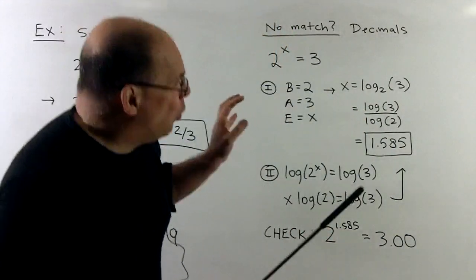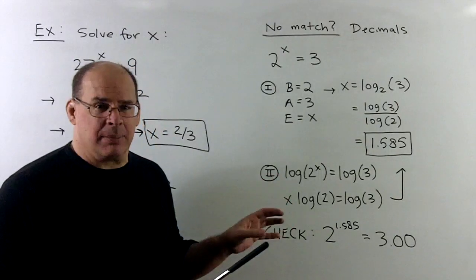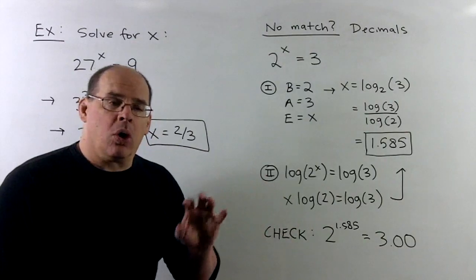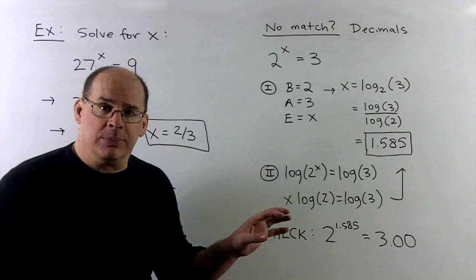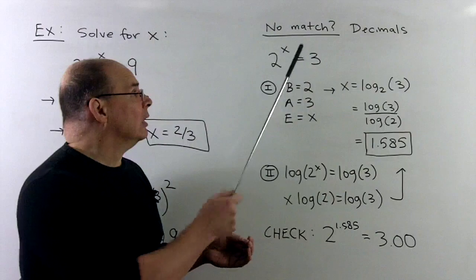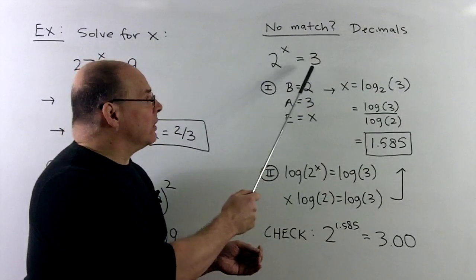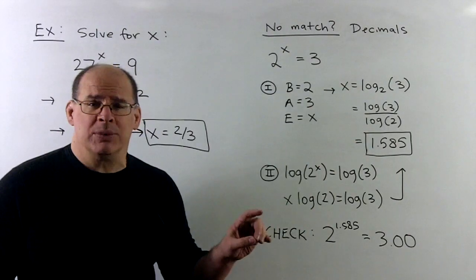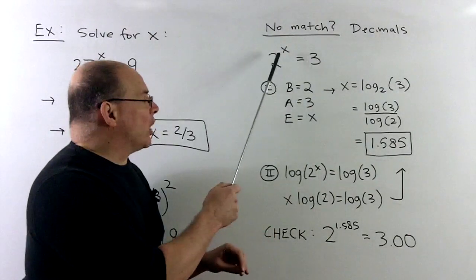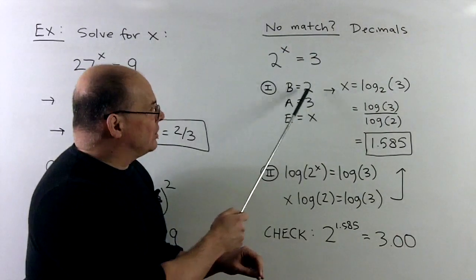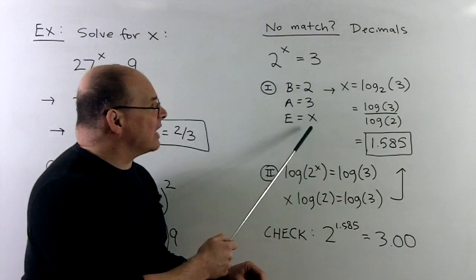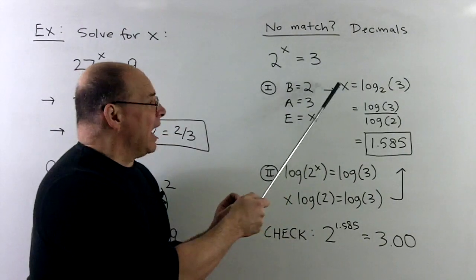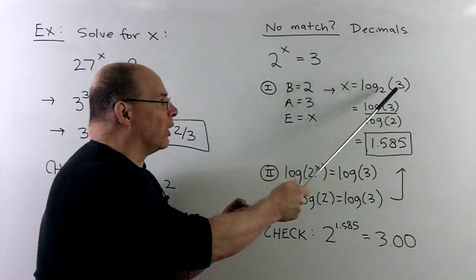Now, what happens when you can't get the bases to match? Then either your answer is going to be in logarithms, or you may be asked to put it in decimal form, so you'll need a calculator. For instance, if I have 2 to the x equal to 3, first approach is just using the language for logarithms, so we have a dictionary. I could translate this to base is 2, answer is 3, exponent is x. In logarithm form, that's the exponent, x is equal to the log base 2 of 3.